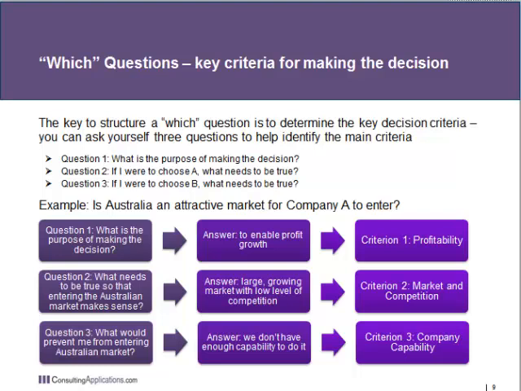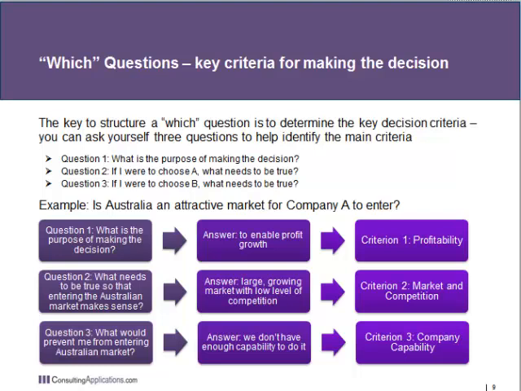Now let's look at which questions. Here you need to determine the key decision criteria. So if you're deciding whether or not to enter a new market, ask yourself 3 questions. The first is, what is the purpose of making this decision? So, for example, we want to enter a new market because we want it to be profitable. We want positive return on investment. So that's the answer for the first question.